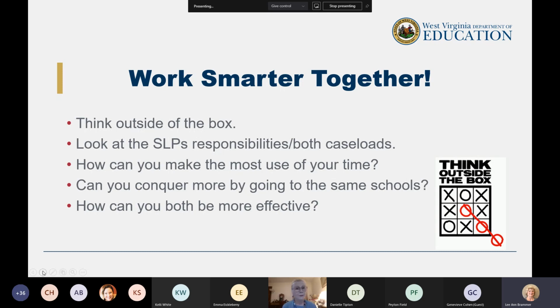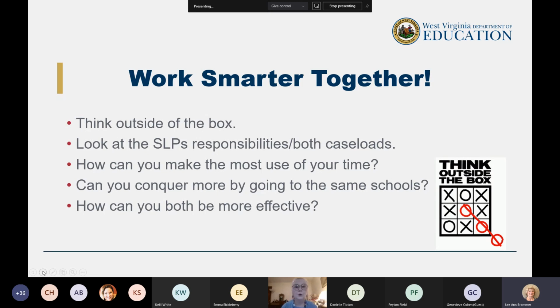Now, I'm not saying do these things, but I would like to ask you or challenge you to work smarter together. Try to think outside the box. Now, we know there's certain things you have to do. You have to follow IEPs. You have to follow your county guidance. However, look at your caseloads. Figure out the best way that you can work smarter.